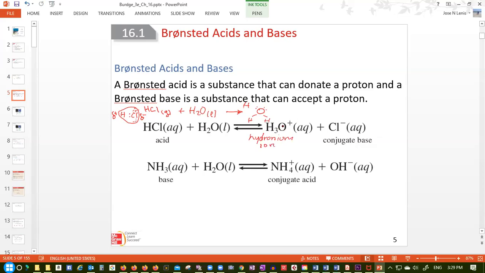ion. Or also we can call it protonated water. It's a water molecule that has one extra proton. Remember, we're calling this a proton. Once the hydrogen gets out of that molecule, it goes naked. Just the proton, no electrons. Chlorine is keeping the electron, and that's shown here, Cl minus, because chlorine is keeping all the electrons.